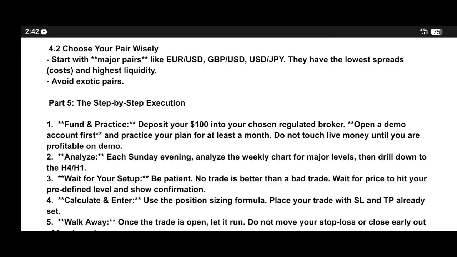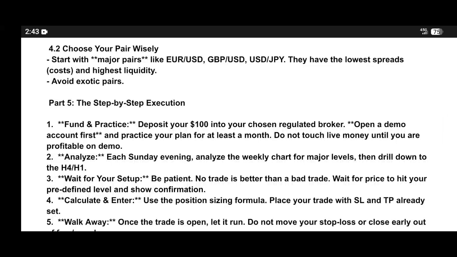Number 1, fund and practice. Deposit $100 into your chosen regulated account. Open a demo account first and practice your plan for at least a month. Do not touch your live money until you are profitable on demo.